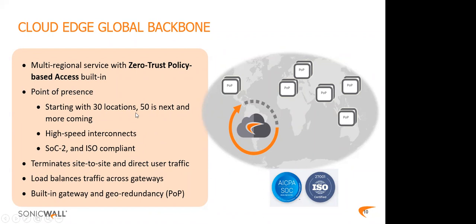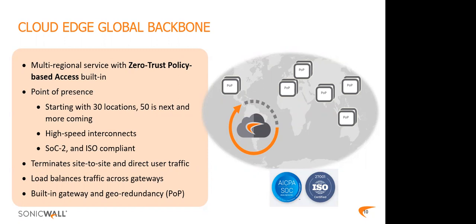So for example, if I want to connect this VPN, you can point to Singapore or any other location. In Asia, if I'm not mistaken, they only have Singapore. I cannot remember what else, but the total now is starting from 30 locations. The 50 is next and more are coming. That means they will have more and more locations for this cloud edge, because this is on the cloud.